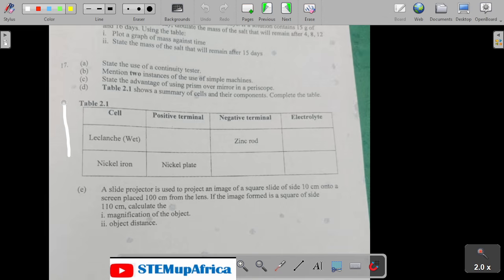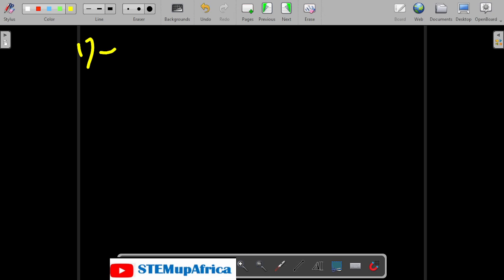Then number 17E says a slide projector is used to produce an image on a square slide of side 10 cm onto a screen placed 100 cm from the lens. So that is our image that will be formed, 100 cm from the lens. If the image square is this, that is our image height. Calculate the magnification.